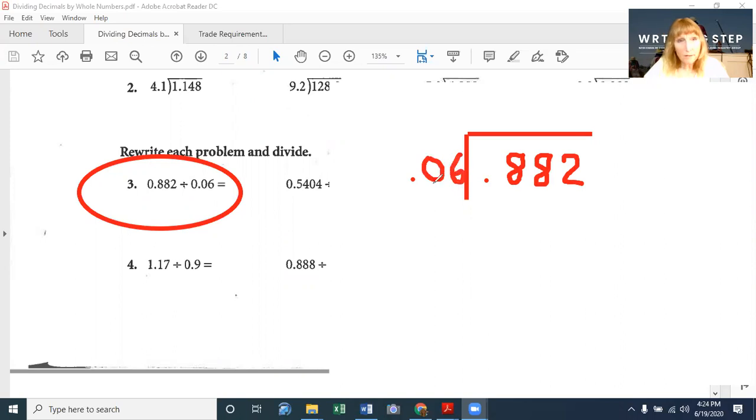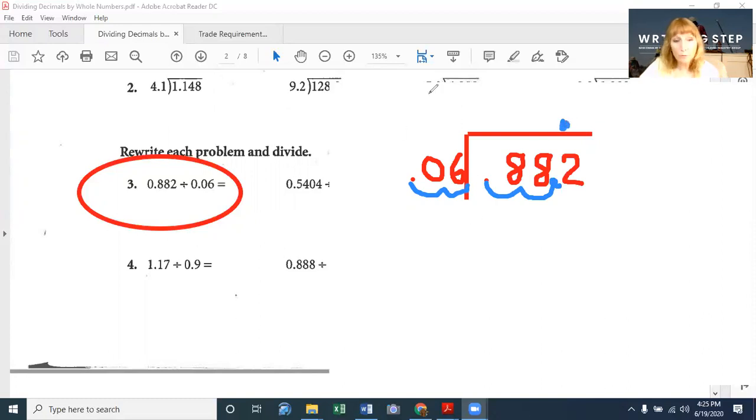Now, because we have a decimal on the outside number, we have to get rid of it first. So we have to move it to the end of the number. So we have to jump 1 spot, 2 spots. So if I move the decimal 2 spots in that number, I also have to move the decimal 2 spots in this number. 1, 2. So my new decimal is going to go right there. I'm going to put it in the top right away so I've got it in the right spot.